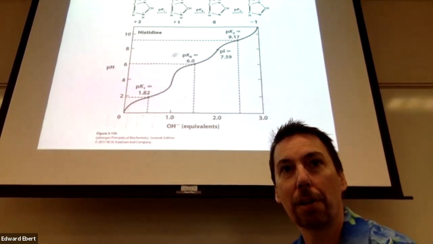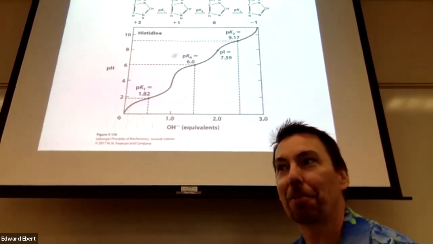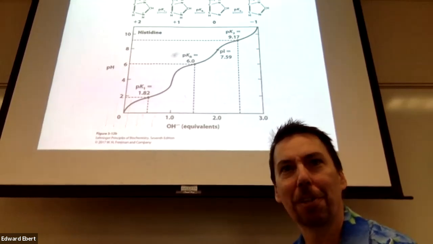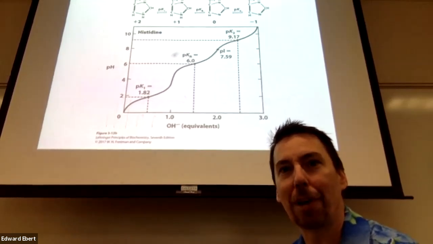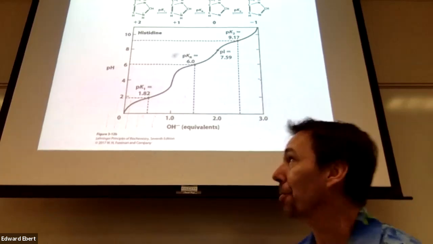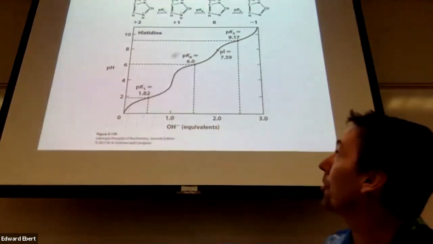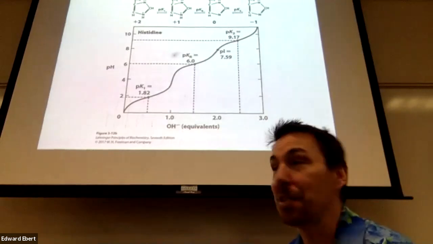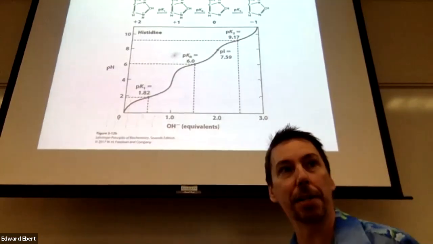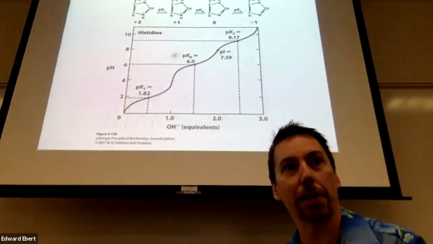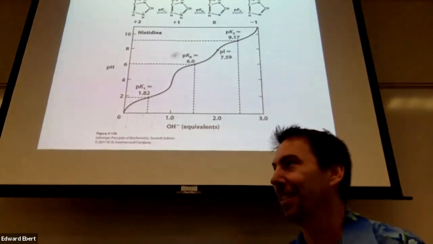Now, here's the tough question, and this is what students often struggle with a little bit. I'm trying to come up with better ways to get this across. How do we figure out the pI of this? The temptation is, well, I've got 3 pKa's, I'll just average all 3 of them together. But that doesn't work.